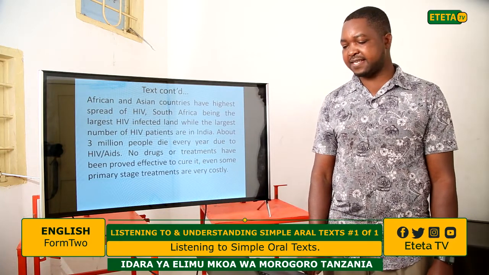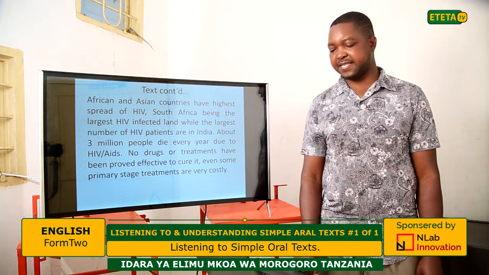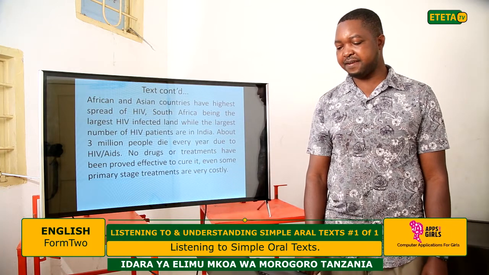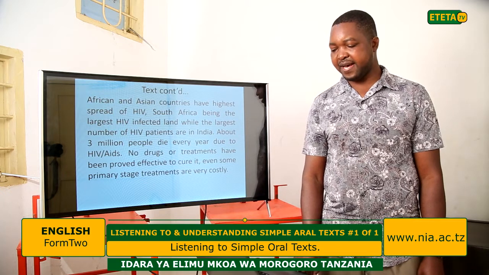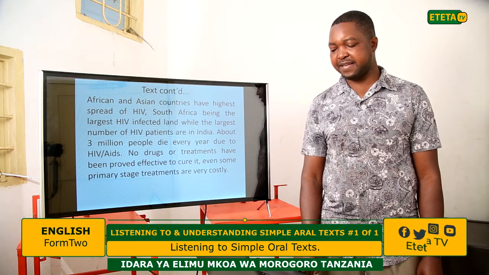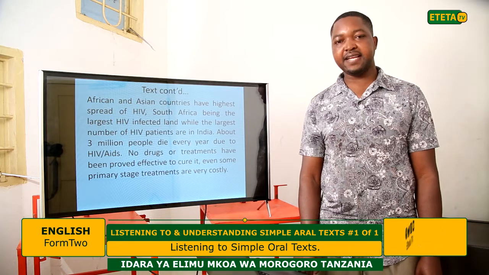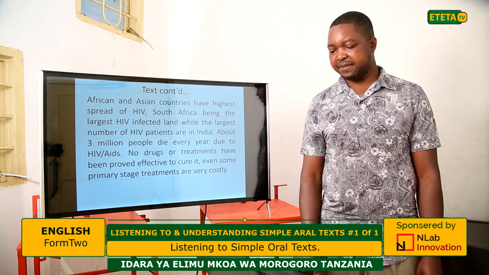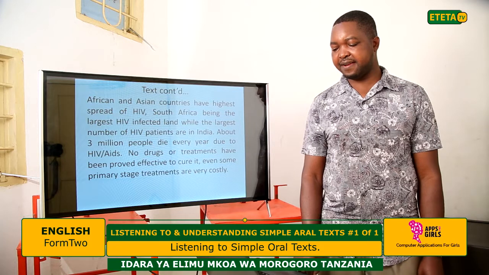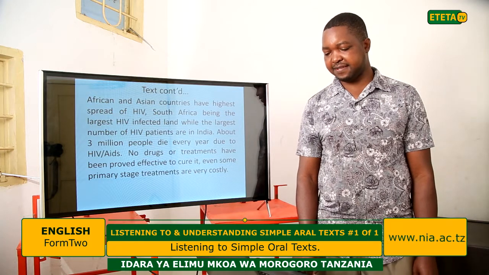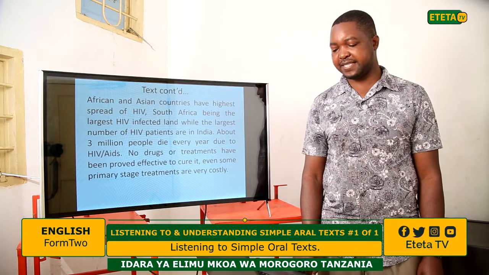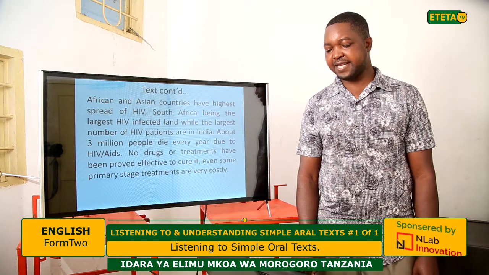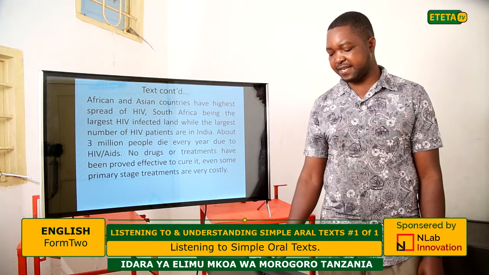African and Asian countries have the highest spread of HIV, South Africa being the largest HIV-infected land, while the largest number of HIV patients are in India. About 3 million people die every year due to HIV/AIDS. No drugs or treatments have been proved effective to cure it. Even some primary stage treatments are very costly.